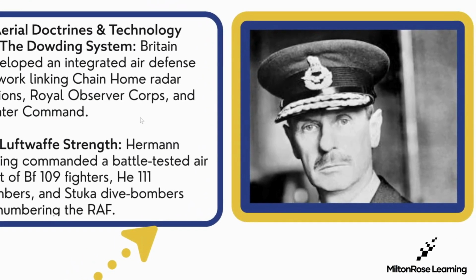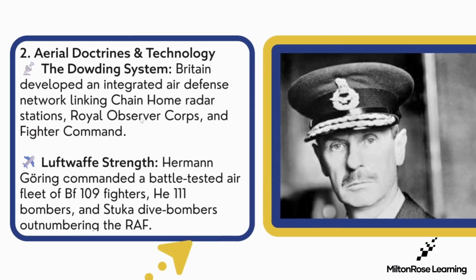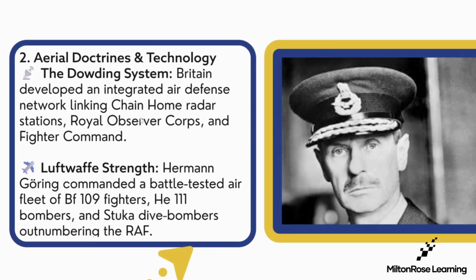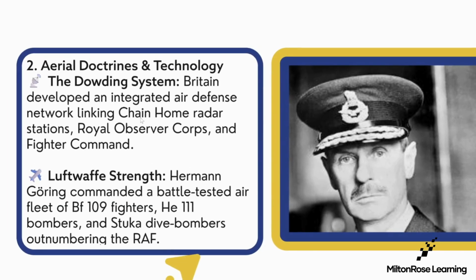Then we have shifts in aerial doctrine and technology. So we have Hugh Dowding there, who was the British Chief of Fighter Command. He was a very dour kind of man, and it shows in that image, but he was very, very good at his job. So Britain developed an integrated air defence network linking a chain of home radar stations, observer corps, and then Fighter Command, who were carefully husbanding all of our fighter planes. And he integrated that into a system under Hugh Dowding, and it worked. It really came together during the Battle of Britain.